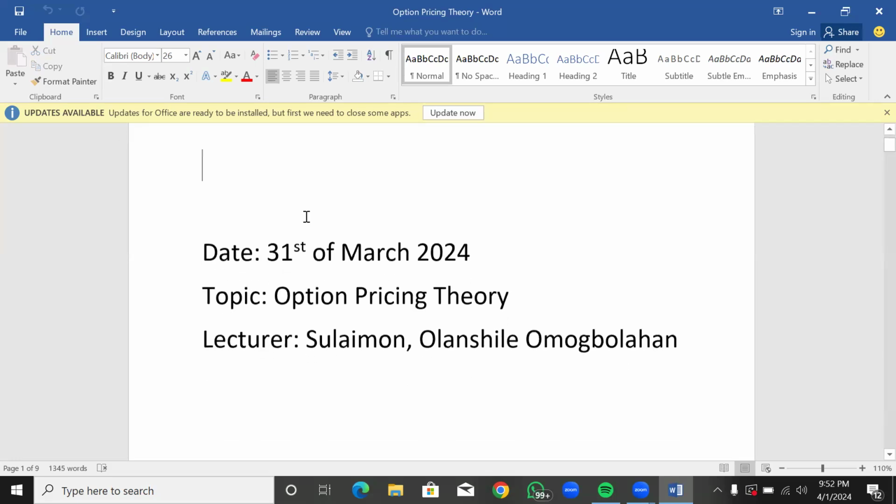So last week, was it last week? Today is Sunday. No, it was yesterday, which is also last week. Last week we started option pricing model, where I explained the meaning of option. We spoke about the types of option, the put option and the call option. We spoke about some terminologies like option holder and option writer.